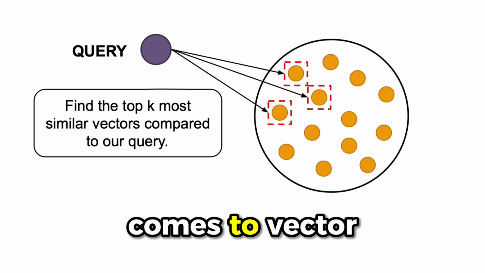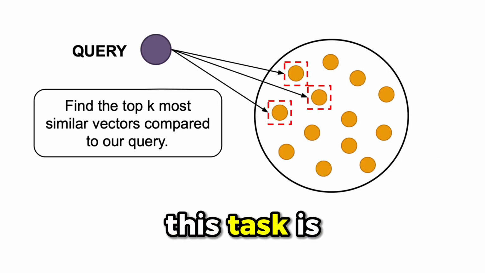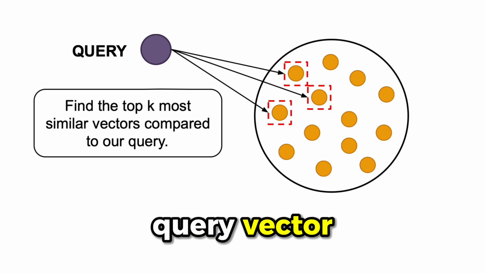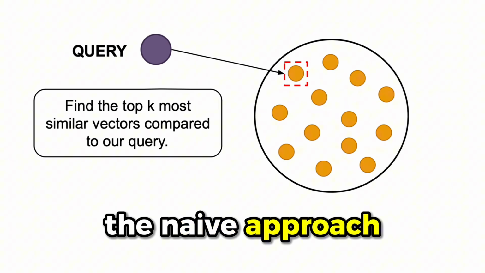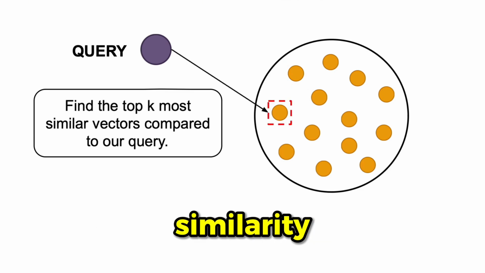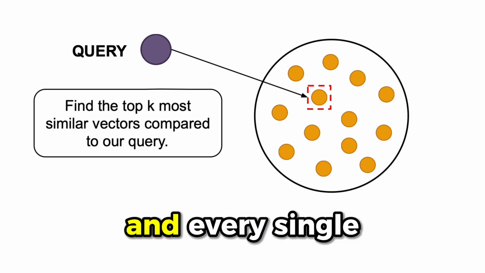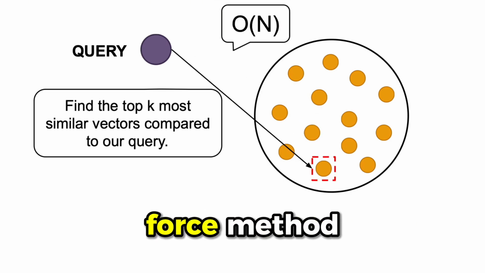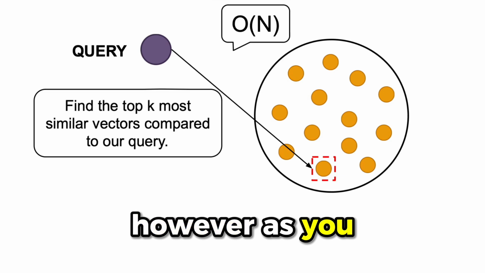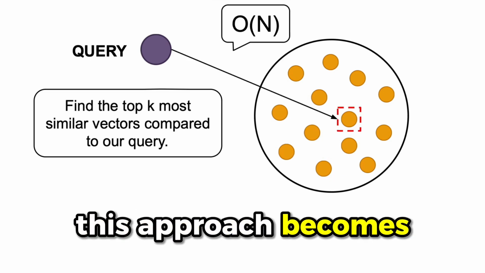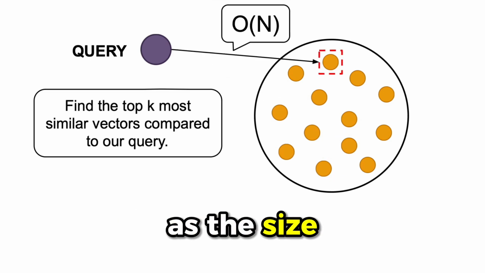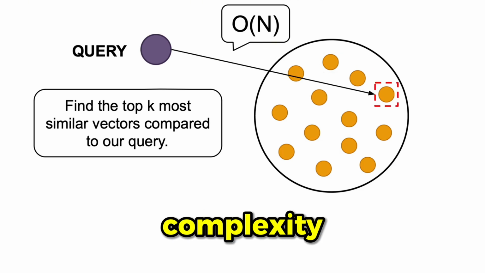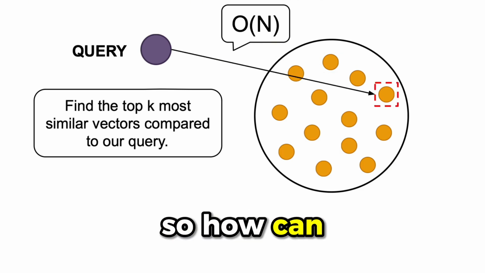Now, when it comes to vector search, the goal of this task is to find the top k most similar vectors to a given query vector. The naive approach would be to simply compute the similarity between the query vector and every single vector in the database, which is known as the brute force method. However, as you can imagine, this approach becomes impractically slow as the size of the database grows, having an O of n time complexity. So, how can we do better?